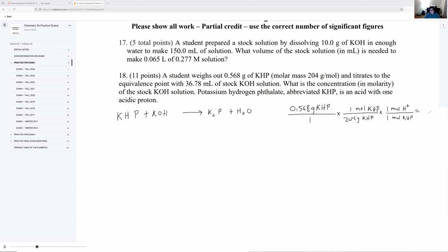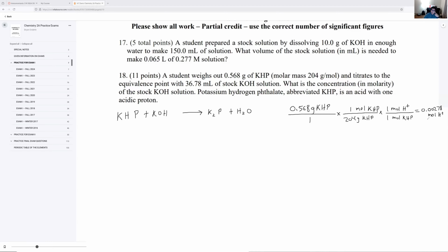I could keep continuing with the conversions here, but I want to stop so we can talk about what's going on. 0.00278, that's fine. Moles of H plus. Great. So we have this many moles of H plus.